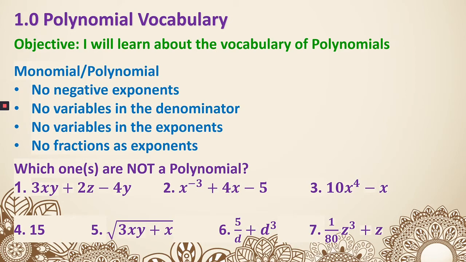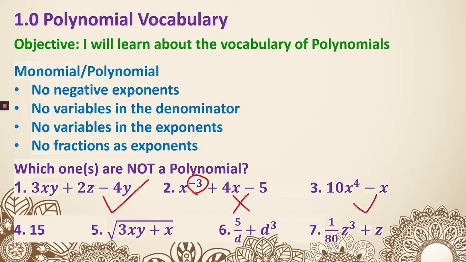Okay, now that you have had a minute to think about it, let's go through these. The first one, it is a polynomial. All normal numbers, normal variables. The second one is not, because we do have a negative exponent. The third one, everything is normal, so it is.